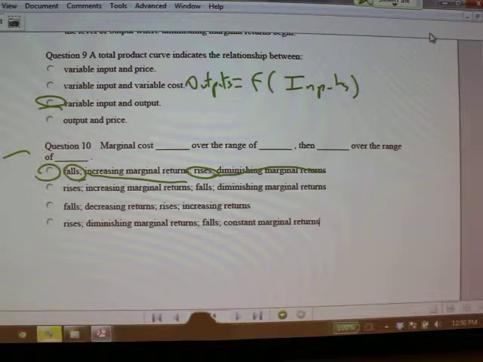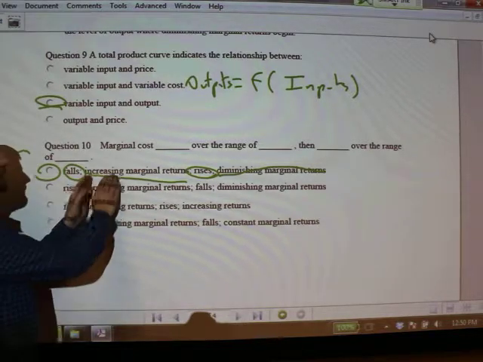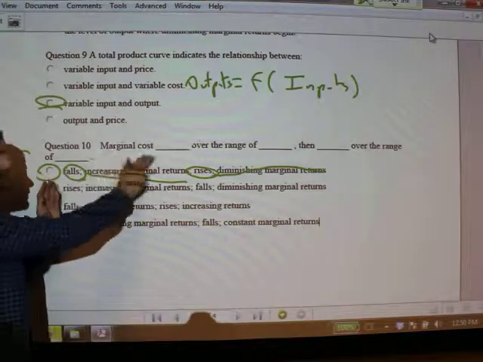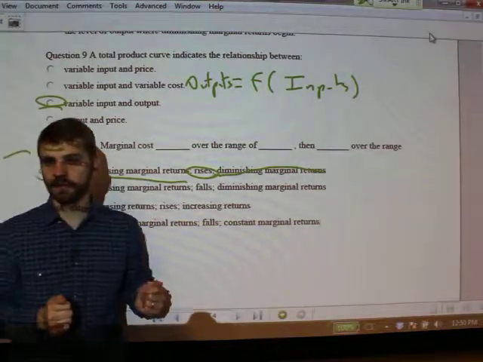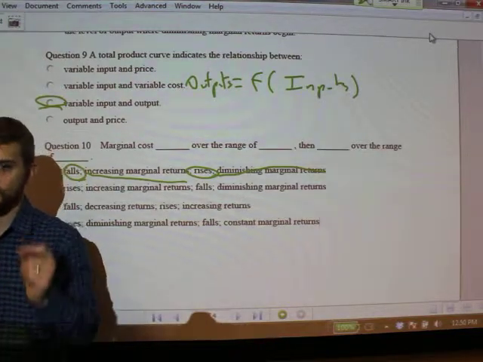And again, we had a similar question to this. These are different concepts, right? Marginal returns refers to the production function. Marginal cost refers to the cost function. And so keep in mind that these are two different functions, but they're related to each other.